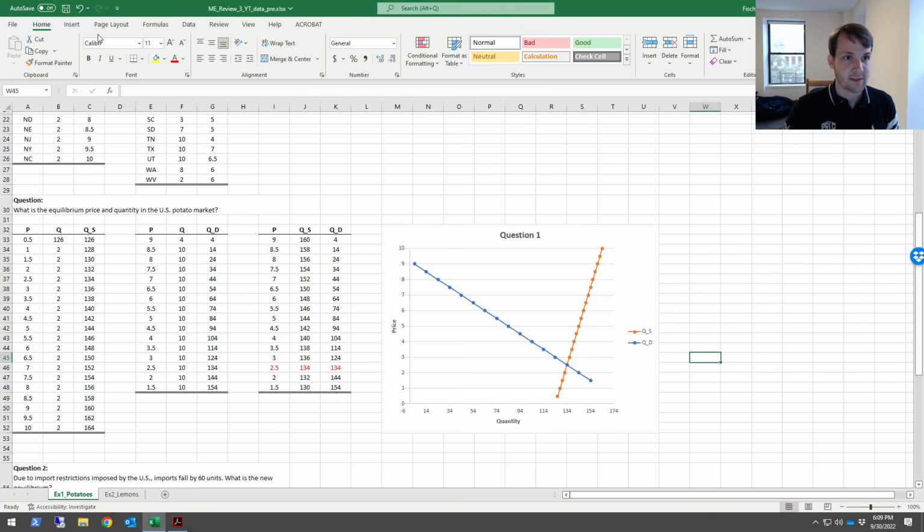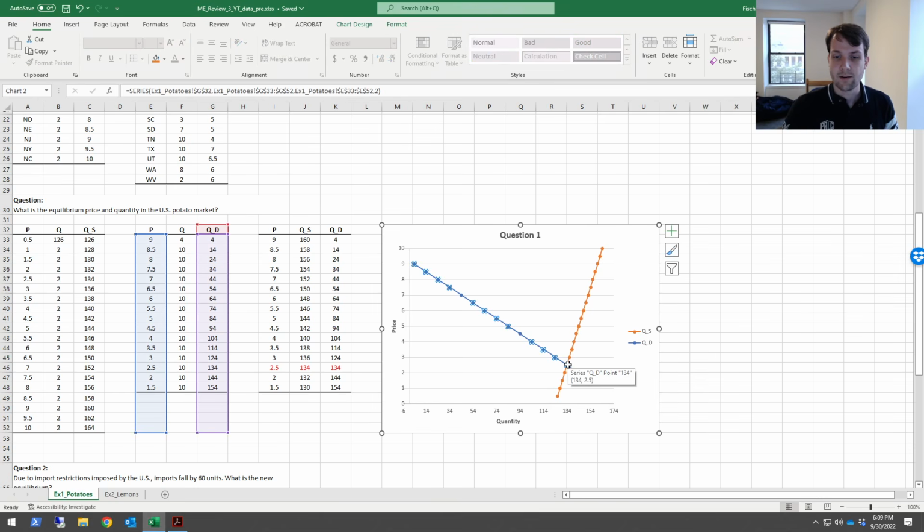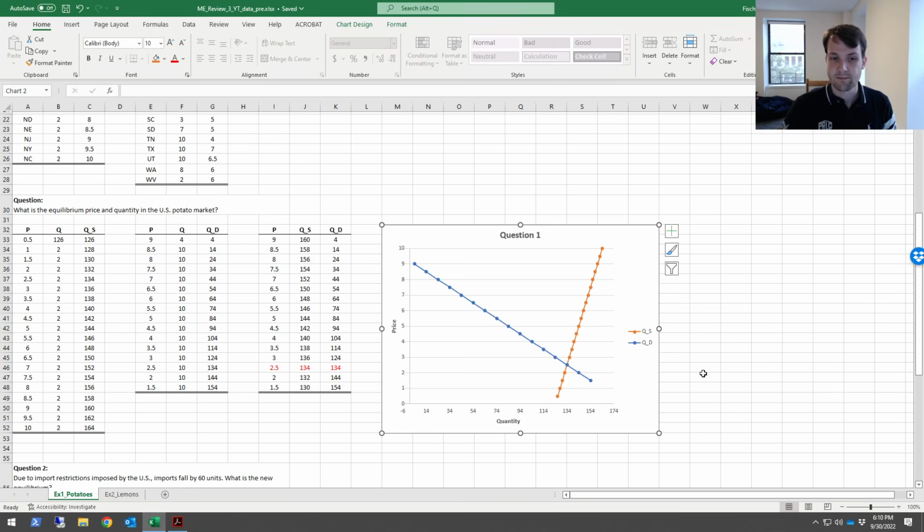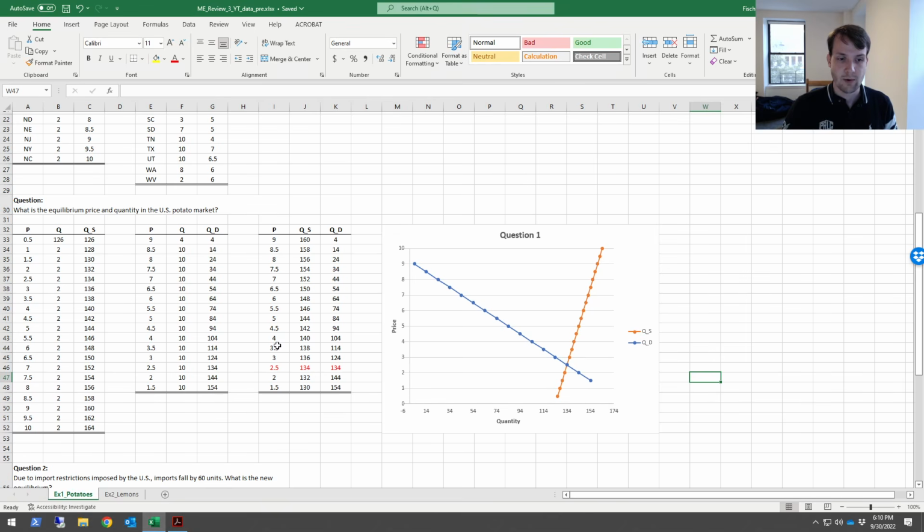Well, Excel being Excel. Now you can see another way of finding the same solution is basically plotting these two lines. This is a demand curve, this is a supply curve, very simple straight line one. And we can see here the point where it's 134, 2.5 is where they intersect. Found this the same way.